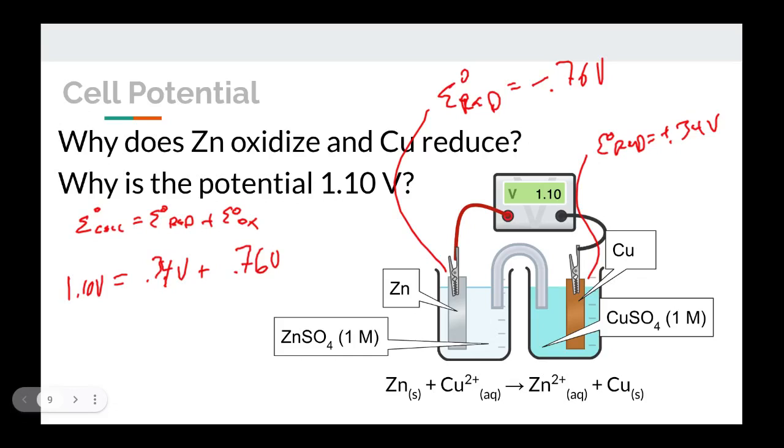What's the direction of electron flow? Well, it goes from the anode, where oxidation is occurring, that's the zinc, to the cathode, where the electrons are needed. So that's left to the right on this half cell.